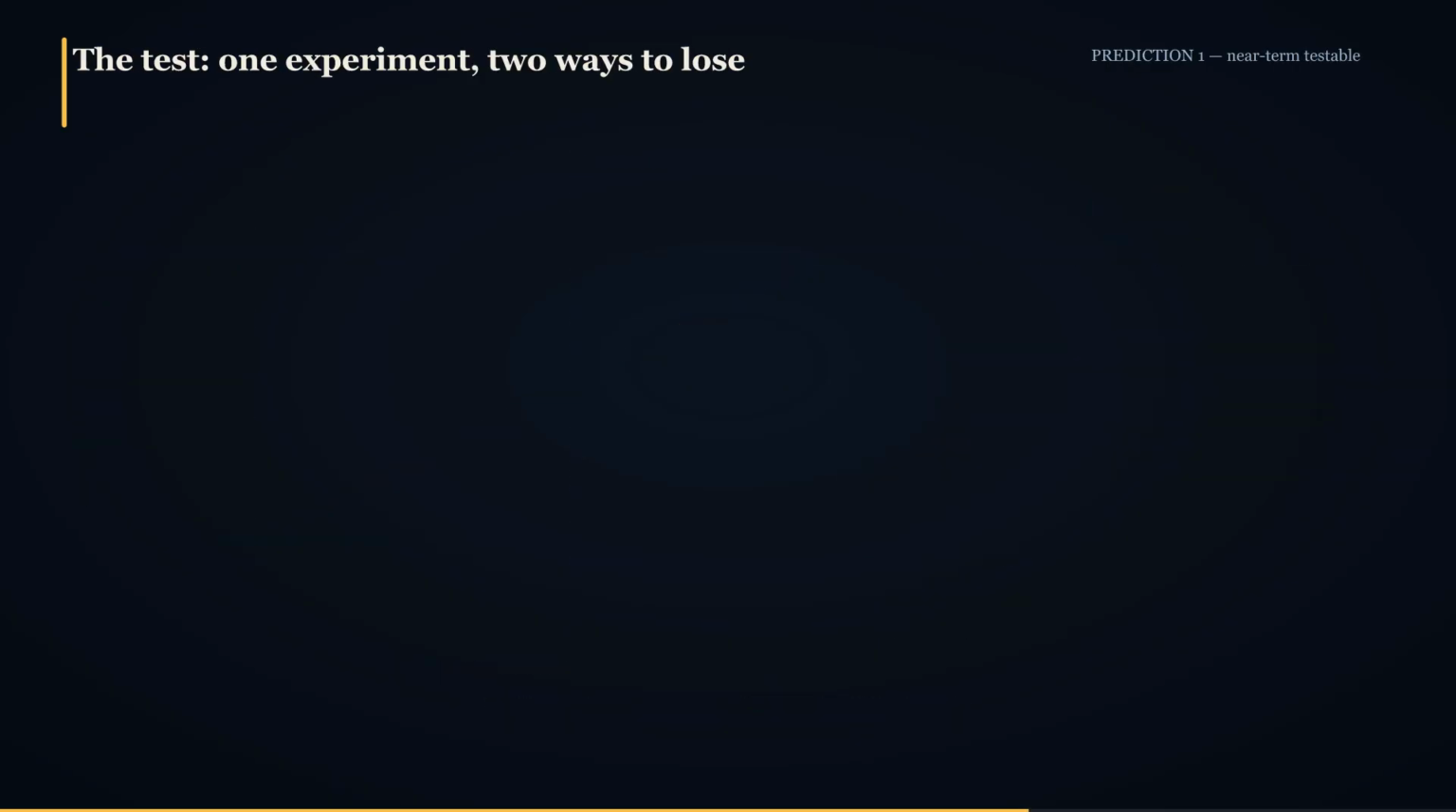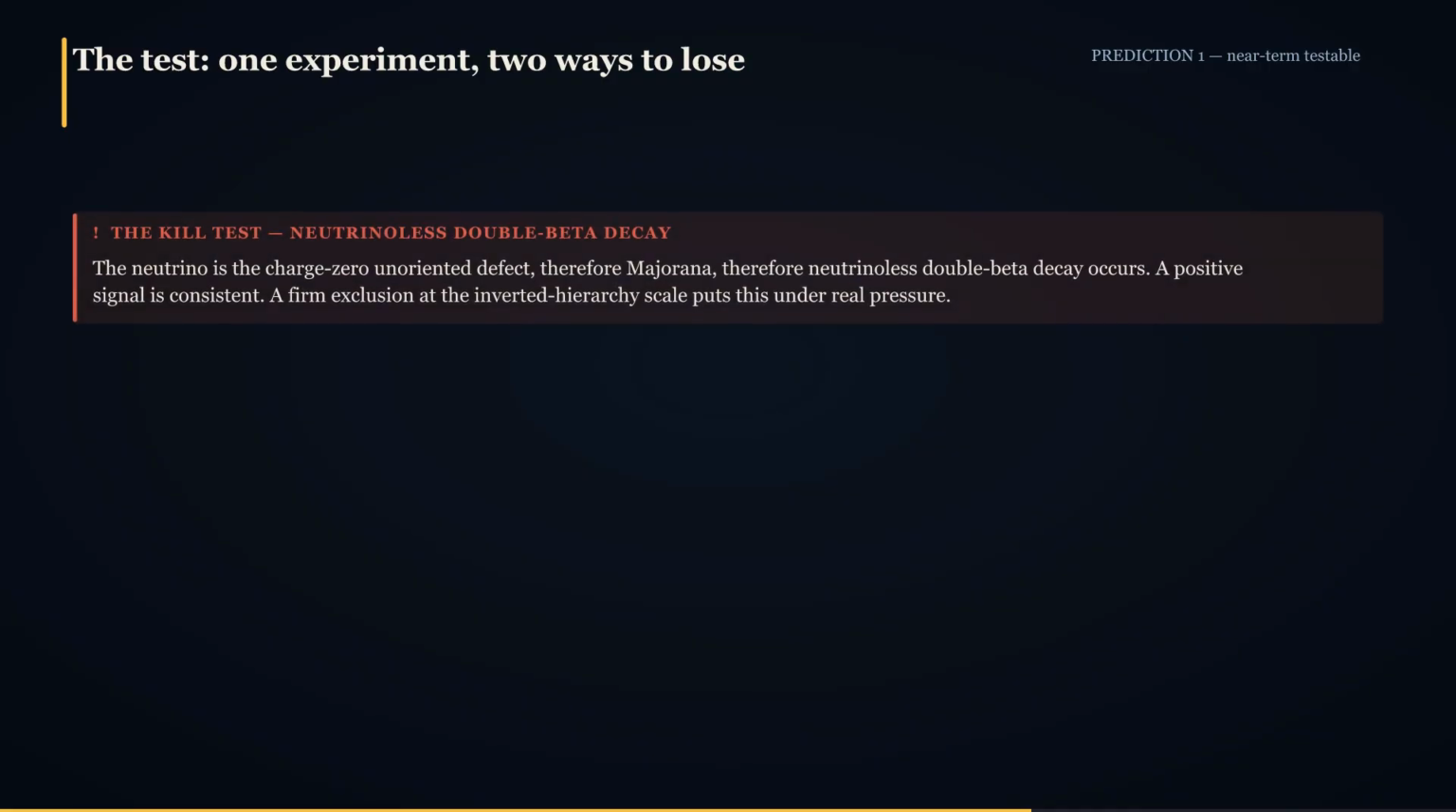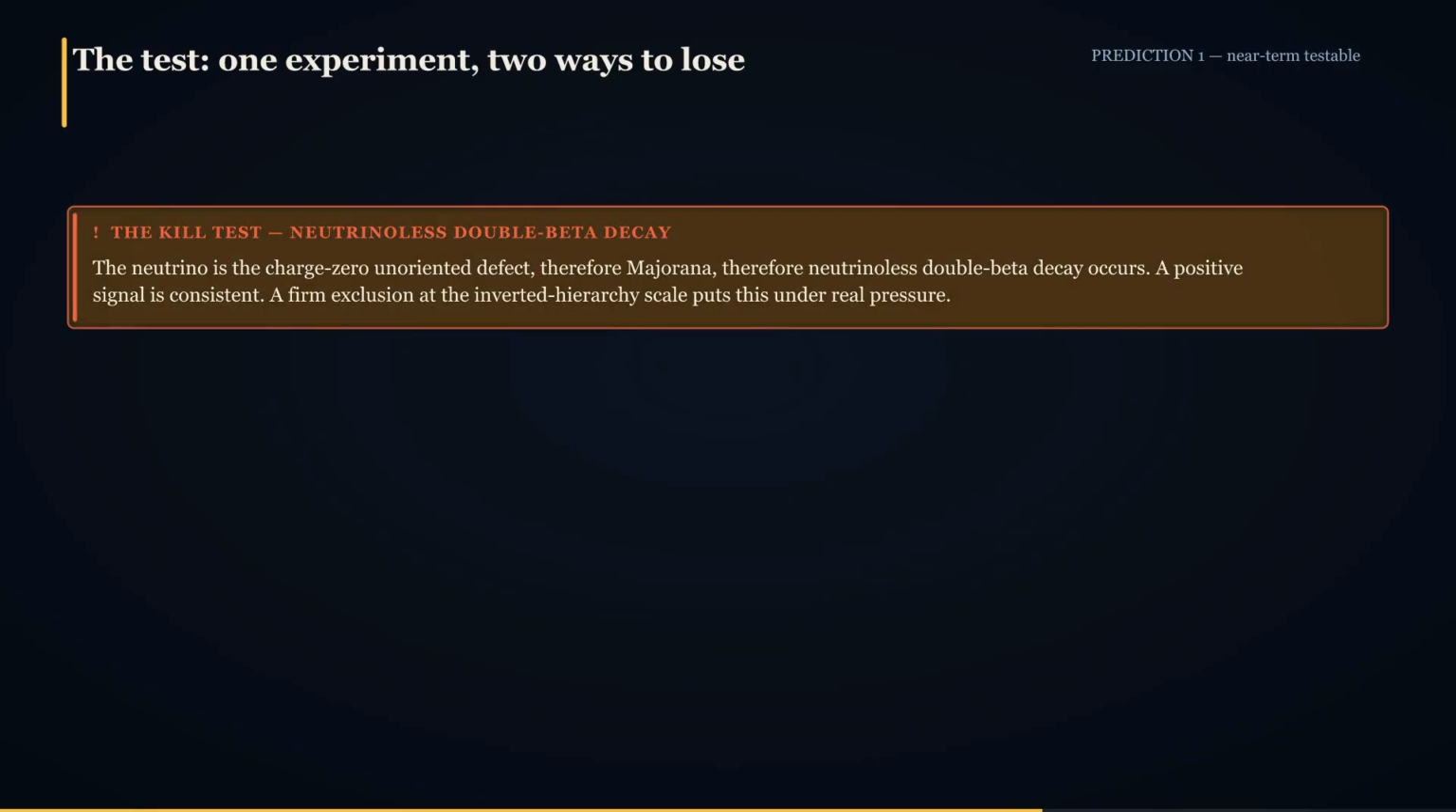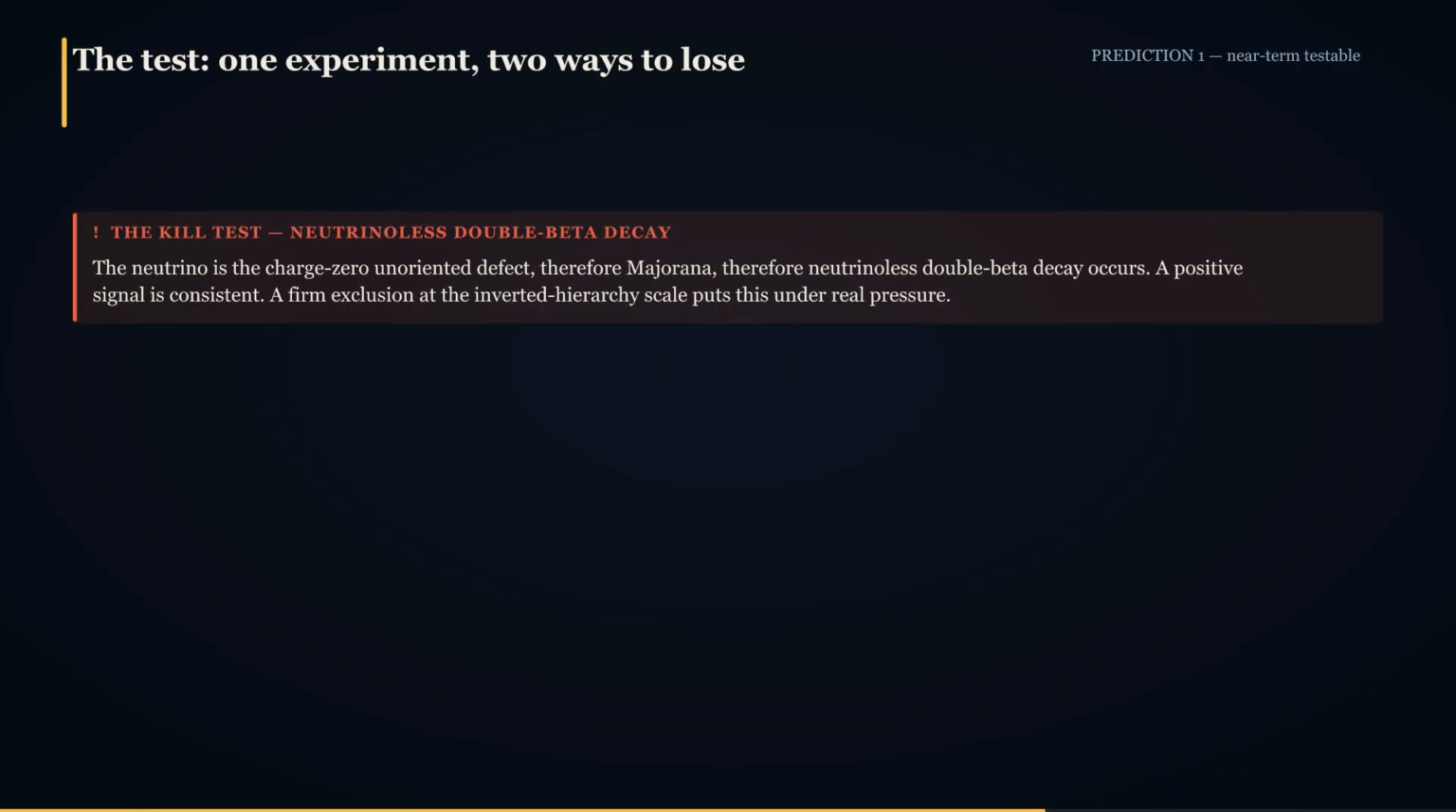So what would break these panels? Prediction 1 is the sharp one. The neutrino is the charge 0 unoriented defect, therefore a Majorana fermion, therefore neutrinoless double beta decay happens. That is a genuine, near-term testable claim. A positive signal is consistent with the theory. A firm exclusion at the inverted hierarchy scale puts it under real pressure.